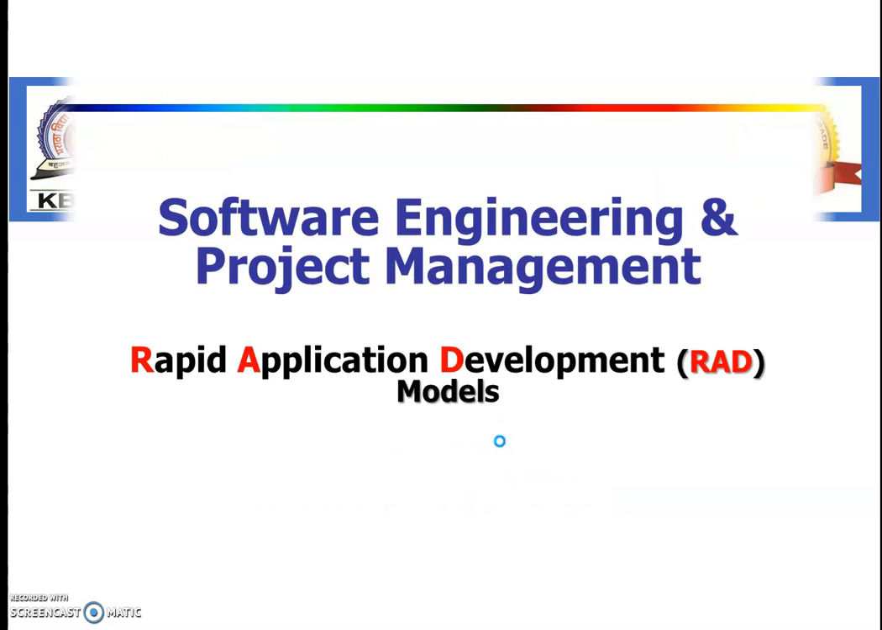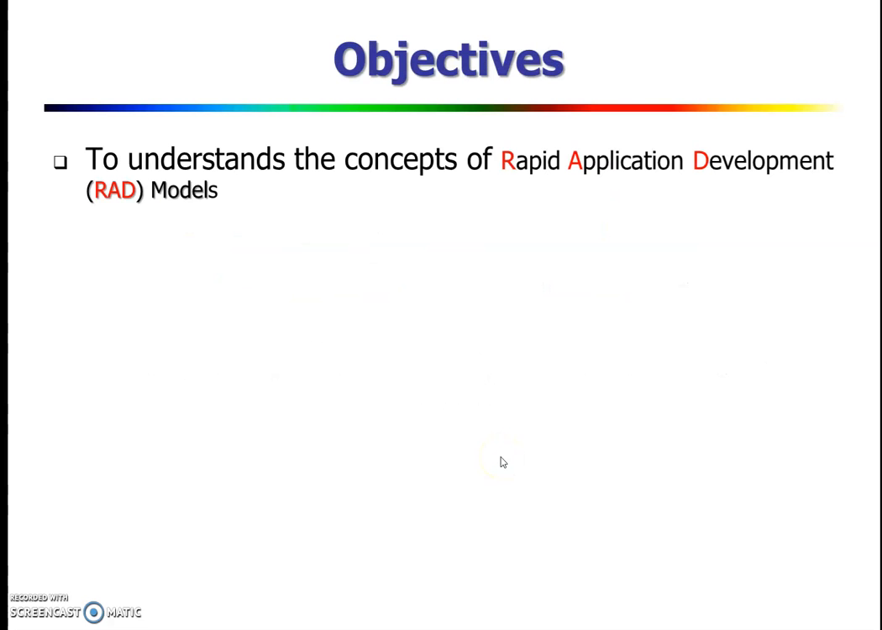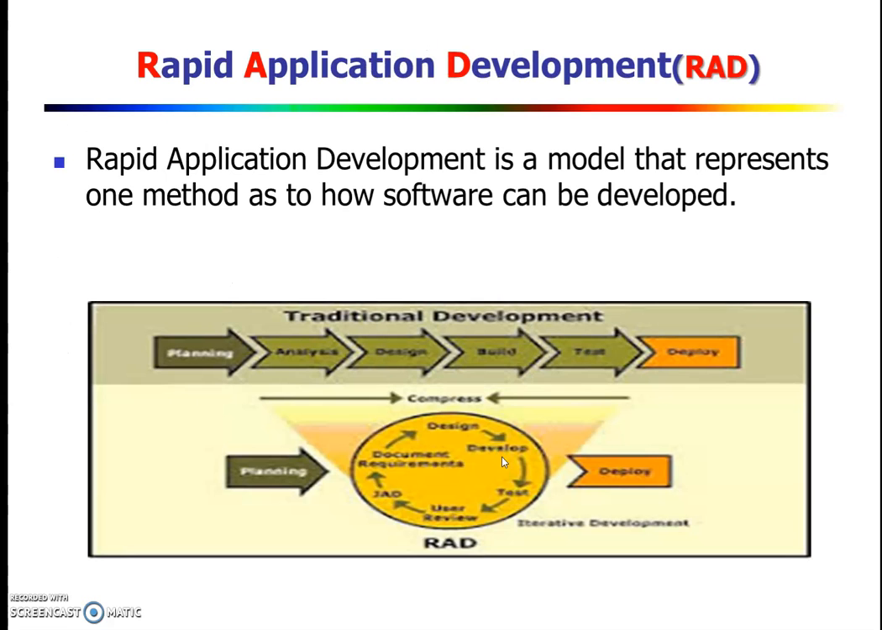Today we are discussing software engineering and project management. The topic is the Rapid Application Development Model, that is the RAD model, or sometimes it is also called the Rapid Action Development Model. In this model, we are discussing the overview, details, advantages, and disadvantages. Then, what is the Rapid Application Development Model, and why is it called a RAD model?